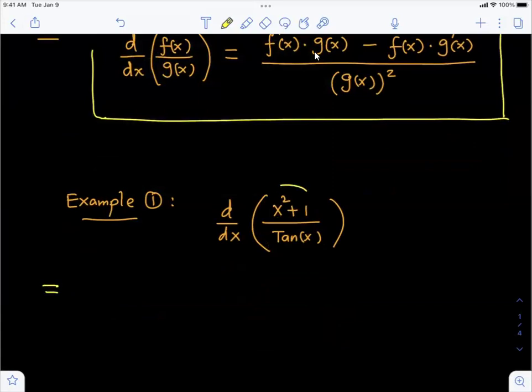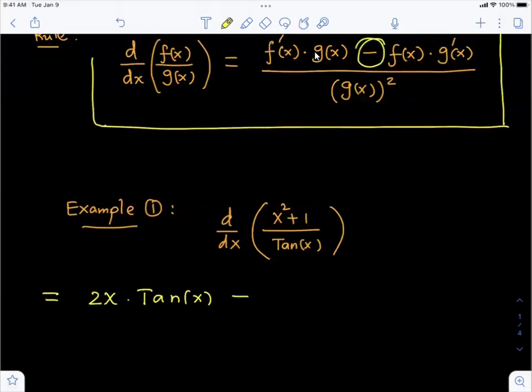When you take the derivative of the top, it is none other than the derivative of x squared, which is 2x, and then the derivative of plus 1 is going to be just 0. Therefore, 2x tan x. And then don't forget the minus sign. Here we have a minus sign inside that formulation, so minus. Then you have the original top function multiplied with the derivative of the bottom, which is secant squared x.